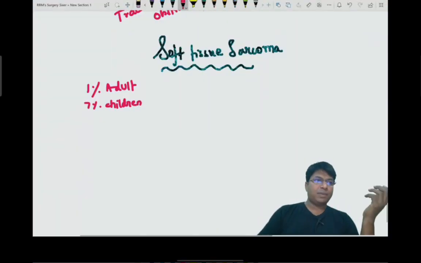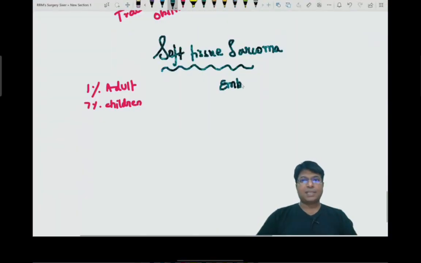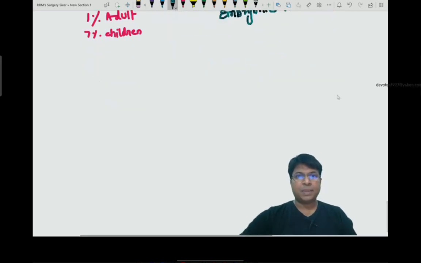And where does it arise from? It arises from embryonic mesoderm. Please don't forget, the site of origin of this tumor is embryonic mesoderm.